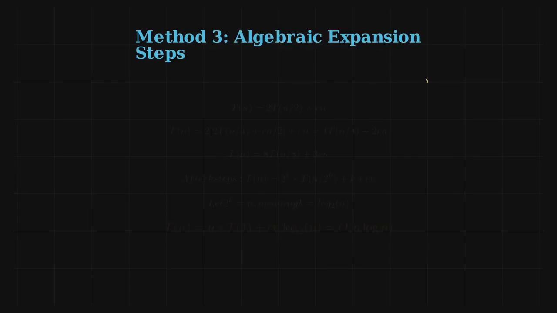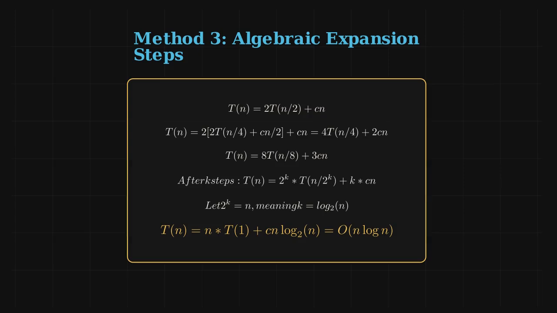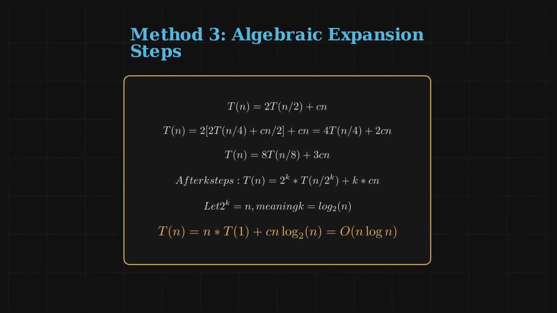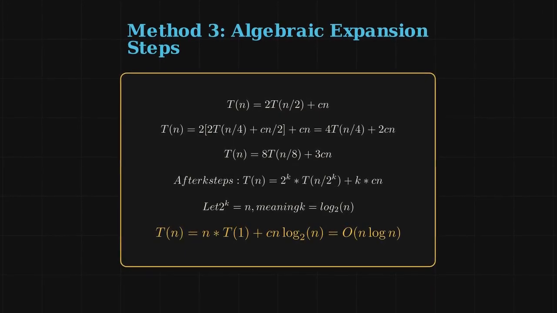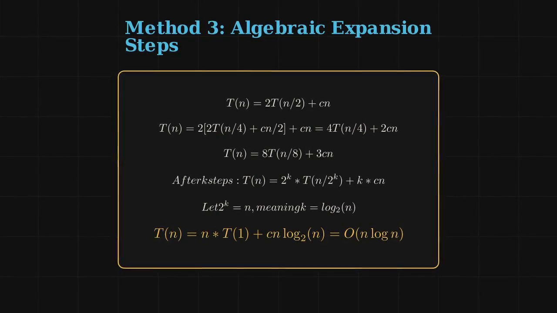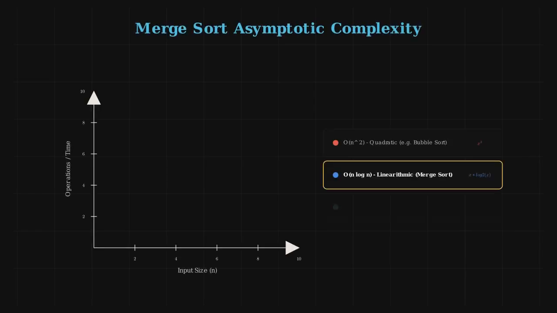Method 3 is algebraic substitution. By repeatedly expanding the recurrence relation, a clear pattern emerges. Substituting down to the base case, the expression simplifies directly to n times T(1) plus Cn log n, proving the bound mathematically. All three methods independently prove that merge sort operates in O(n log n) time.